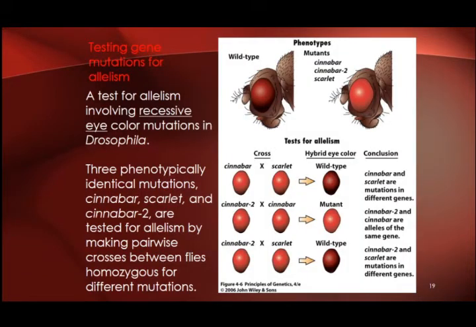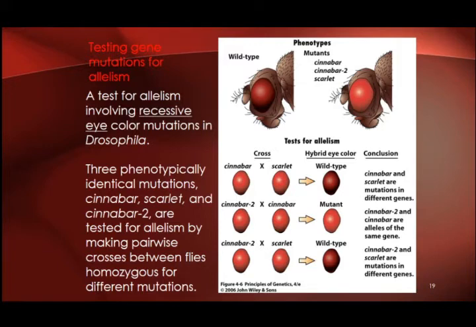So one such test will be a test on recessive eye color mutations in Drosophila. You have 3 phenotypically identical mutations, Cinnabar, Scarlet, and Cinnabar 2. We test for allelism by making pairwise crosses between flies homozygous for different mutations. Okay, so let's cross Cinnabar and Scarlet. What do we get? Wild type. Cinnabar 2 and Cinnabar, you get mutant.